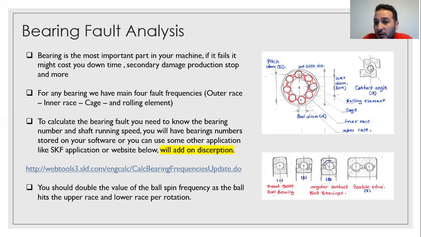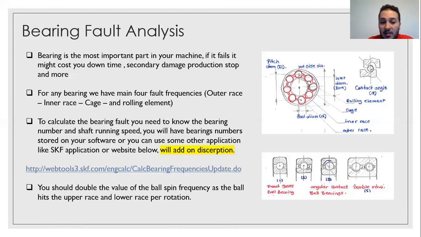And even if you don't have a bearing library in your software, or you don't have the full bearing numbers, there is a website I put here. This is the link for it, and I will add this link in the video description. You can have a look at this link. It is for SKF bearings. You can just put in the bearing number and the running speed, and it will give you all the fault frequencies.